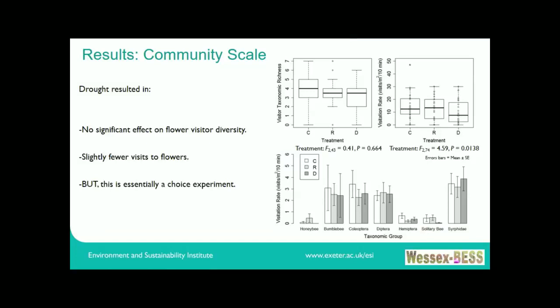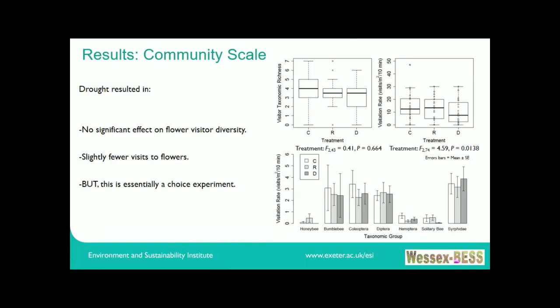But I think what's worth emphasizing here is that this is a choice experiment. And although it's maybe interesting, it's not really representative of what's happening in real life. So in a real drought scenario, the entire landscape is effectively the drought treatment. And I think it just highlights the kind of difficulties involved in trying to translate these short-term effects into kind of population or longer-term effects. Potentially, this is where modeling needs to come in.